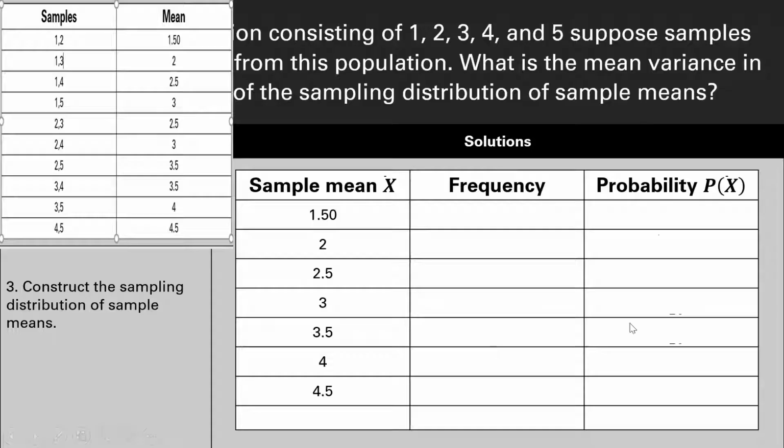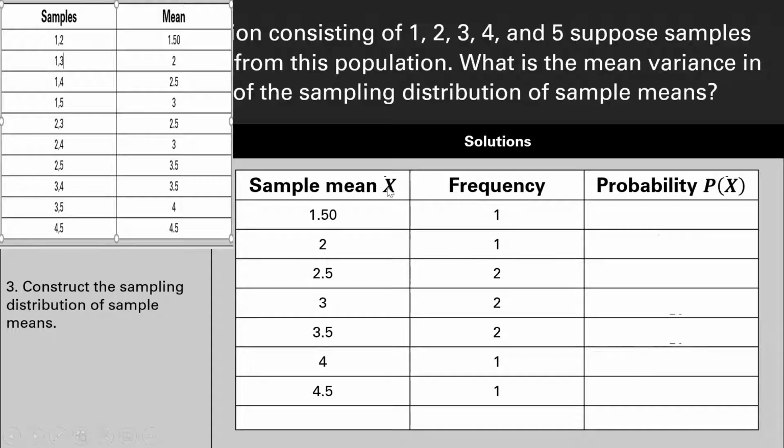Next is the frequency. How are we going to get the frequency? The frequency is the number of times that each sample mean occurs in step 2. So 1.5 occurs only once, so that is 1. 2 occurs once, so the frequency is 1. 2.5 occurs twice, so the frequency is 2. 3 occurs twice, so the frequency is 2. 3.5 occurs twice, so that is 2. 4 occurs once, so the frequency is 1. And 4.5, the frequency is 1.